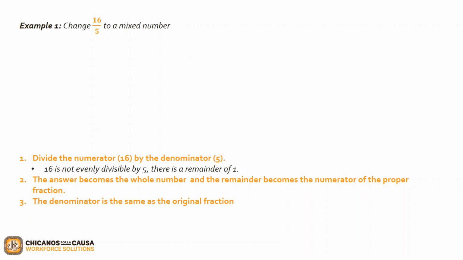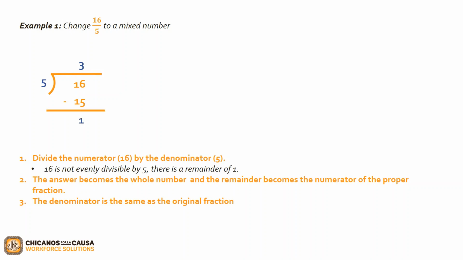Okay, so now let's look at an example. We're going to change 16 over 5 to a mixed number. Therefore, we're going to have to do a little bit of dividing. So we're going to take our 5, which goes outside the division brackets, and our 16, which goes inside the brackets. So we are literally dividing 16 by 5. Now we know that 5 goes into 16 3 times, which gives us 15. If we subtract those, that will give us a remainder of 1.